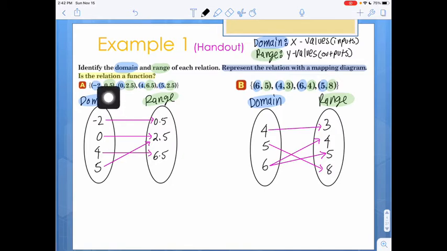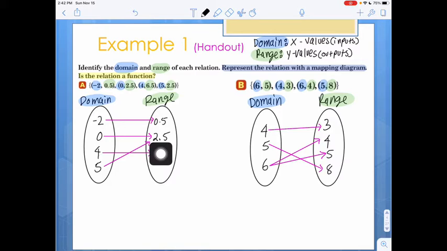The range will be all of the y values. So we have 0.5, 2.5, 6.5, and since we've already written 2.5, we do not need to write it again. Now we're going to map each pair. So -2 goes to 0.5, 0 goes to 2.5, 4 goes to 6.5, and 5 also goes up to 2.5.